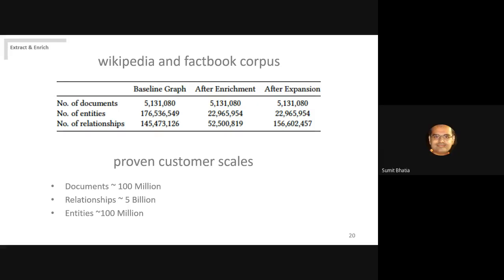All right. Thank you, Dr. Bhatia. Sure. Sumit sir, yes. I want to know how we can compute the accuracy of this enrichment.